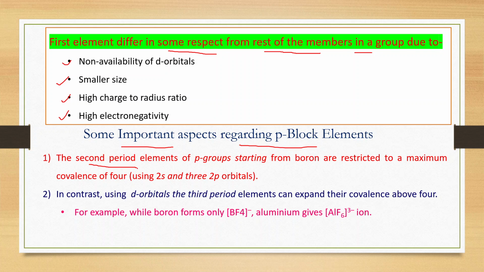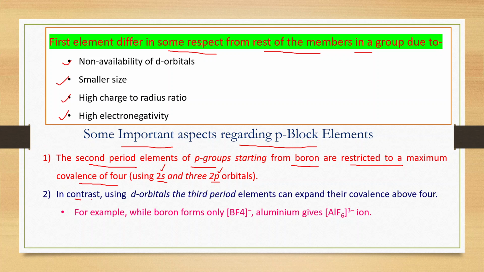The second period elements of p groups, starting from boron, are restricted to a maximum covalency of 4 because there are only 4 orbitals in the second period element, so they use 2s and 3 2p orbitals. That is, one orbital in the 2s subshell and 3 orbitals in the 2p subshell. So their covalency is maximum 4.